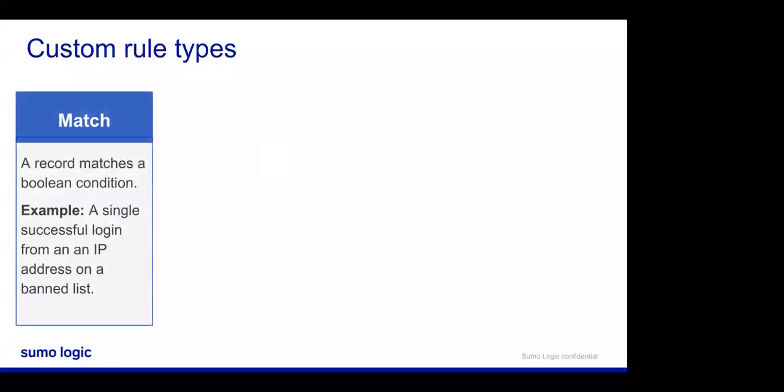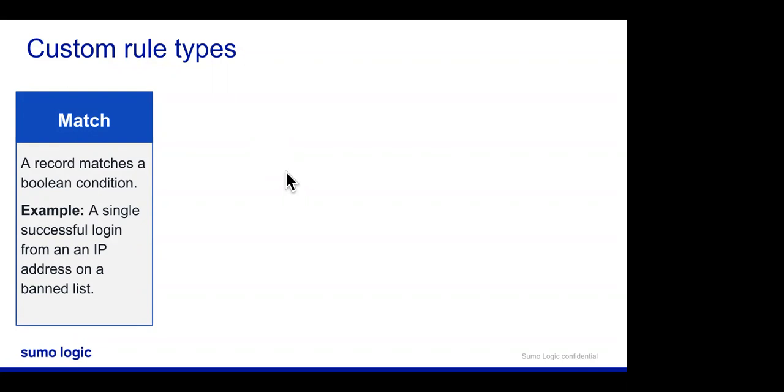Okay, 4 types of custom rules, and these make great test questions. There's a match rule. The match rule basically matches on a simple Boolean condition. I want to look for a single successful login from an IP address that's on a banned list, right? I want to look for some criteria. It's a simple Boolean condition. If the result is true, we're going to fire off the rule.